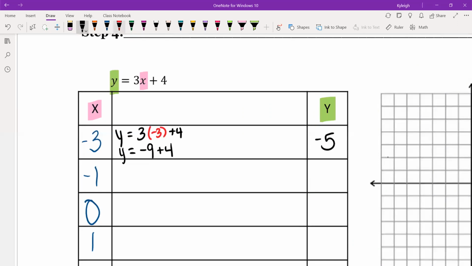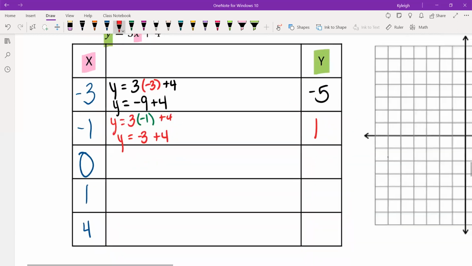Okay, and then we're just going to keep on repeating the process. We have -1 for x. 3 times -1 is -3. -3 plus 4 is 1. And we're going to plug in 0. 3 times 0 plus 4. 3 times 0 is 0. 0 plus 4 is 4.